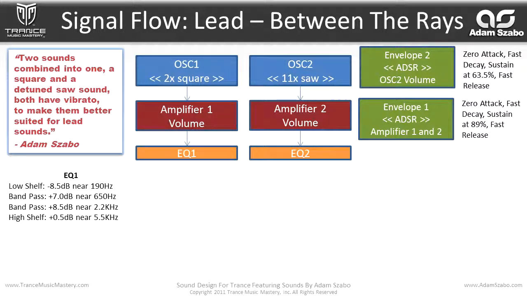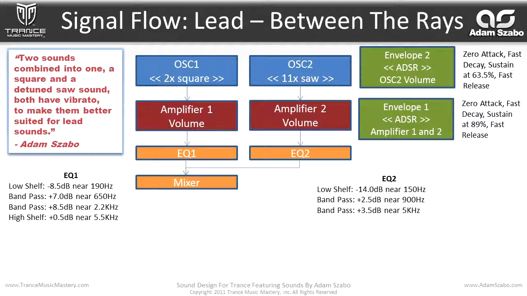EQ1 is set up to have a low shelf minus 8.5 dB cut near 190 Hz, a bandpass plus 7 dB boost near 650 Hz, and a bandpass plus 8.5 dB boost near 2.2 kHz, and then a high shelf plus 0.5 dB boost near 5.5 kHz. And EQ2 is set up to have a low shelf minus 14 dB cut near 150 Hz, a bandpass plus 2.5 dB boost near 900 Hz, and a bandpass plus 3.5 dB boost near 5 kHz.